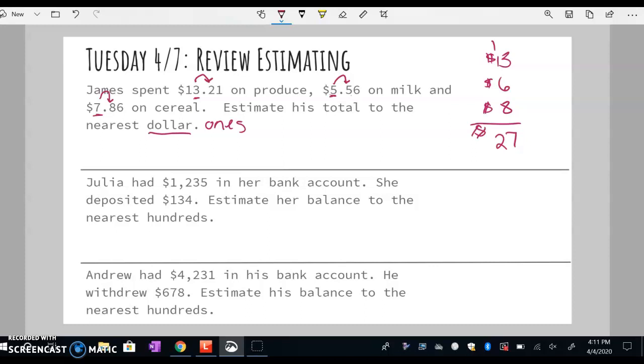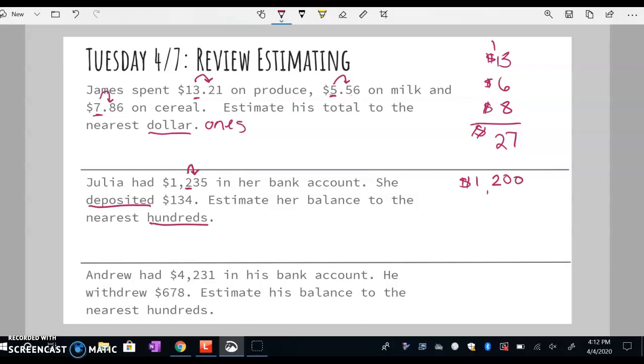Okay? In the next example, Julia has $1,235 in her bank account. She deposited $134, and we want to estimate her balance to the nearest hundreds place. So first of all, I'm going to look at the hundreds place, and I'm going to ask myself, okay, is the number closer to 1,200 or 1,300? If I look next door, it says 4 below, let it go. It means leave this at 2. So this number would be closest to 1,200.